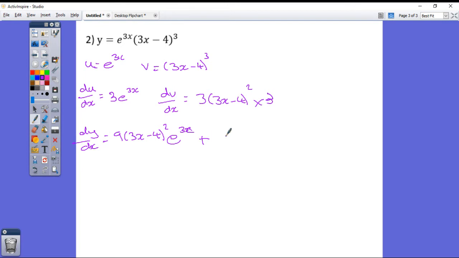So I've got the (3x - 4) all cubed, and I need to times by 3 e to the 3x. I'm actually going to put the 3 there and then put the e to the 3x at the end, just split it up.